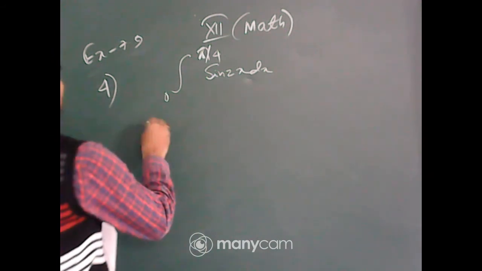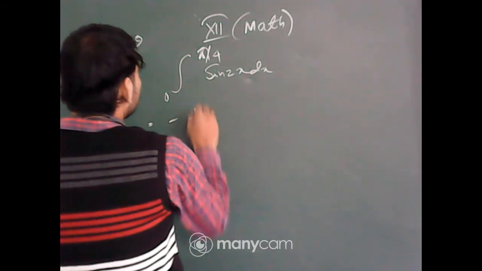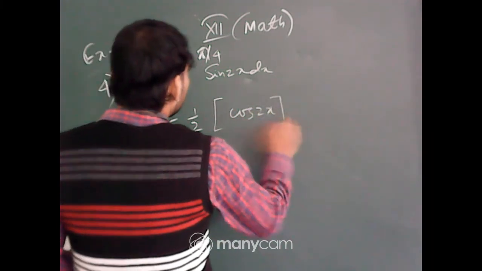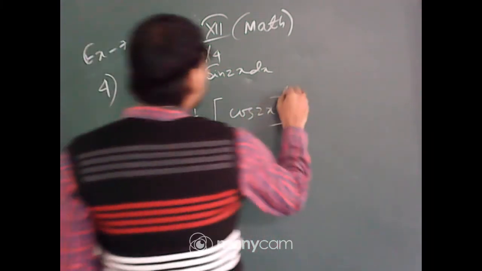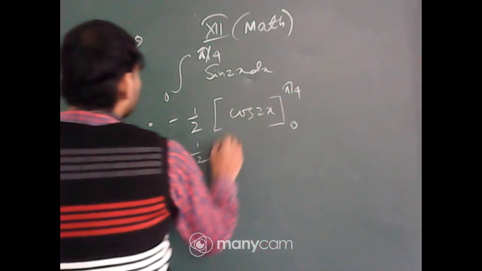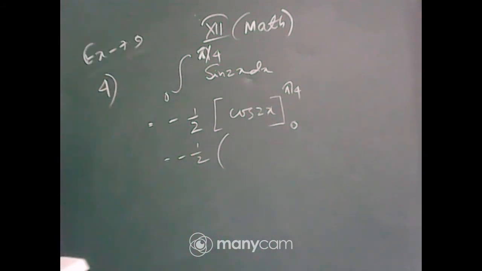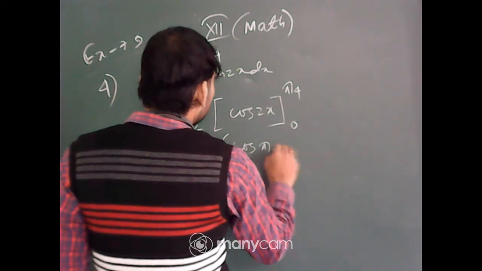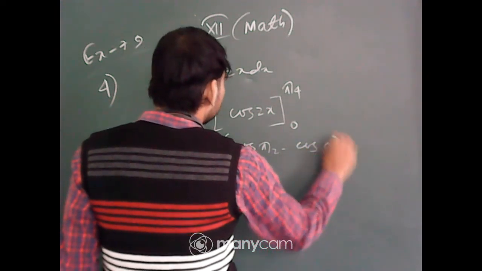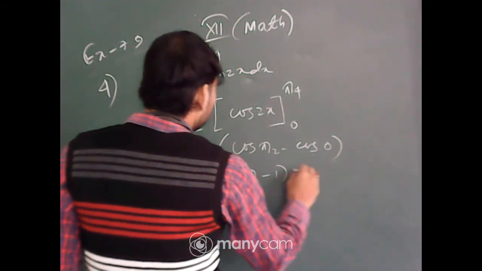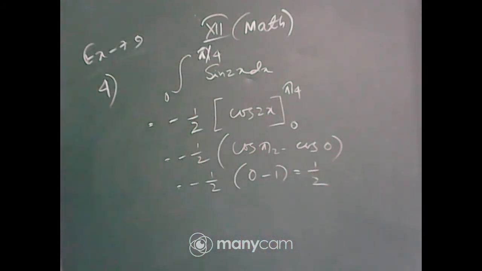It will be minus 1 by 2 cos 2x, in the third bracket, and then the limits 0 to pi by 4. Now put the limits, minus 1 by 2. First of all put the upper limit, cos pi by 2 minus cos 0. That means minus 1 by 2 into 0 minus 1. That is 1 by 2. Isn't it?